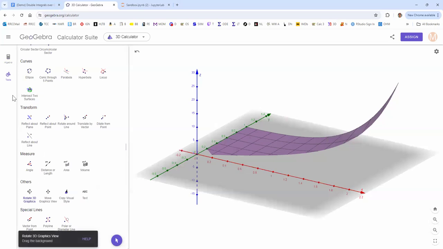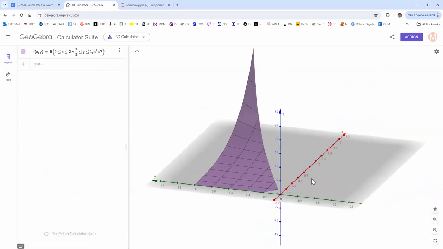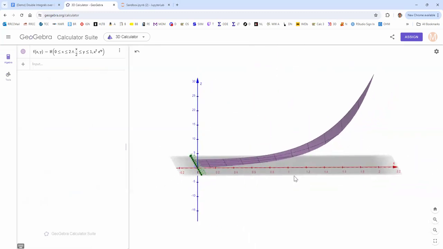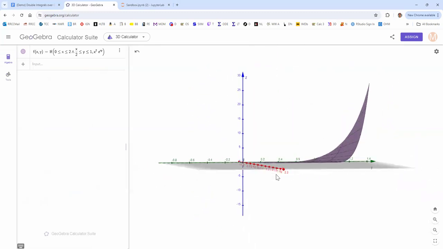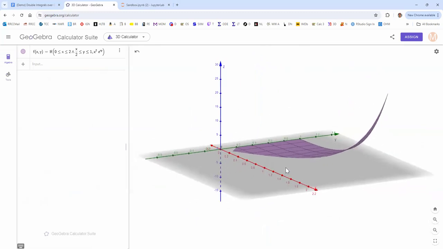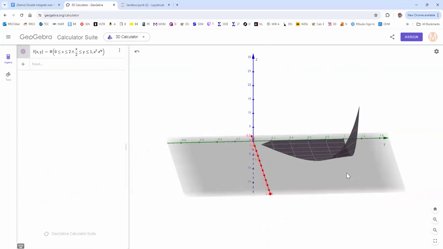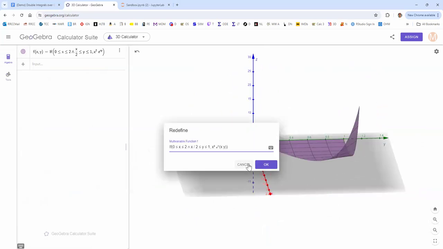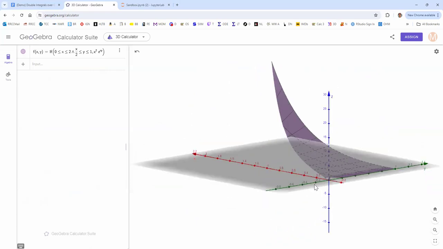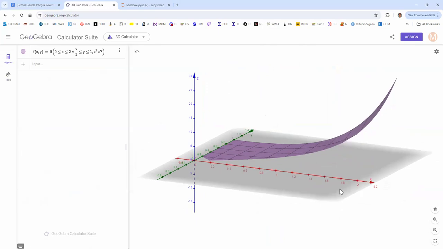Go back to rotate 3D graphics. And so you've got a nice picture of this piece of the surface that we're integrating under. The volume is the space between that surface and the XY plane. Now, if that's a familiar geometric shape, you can use a familiar geometric formula.